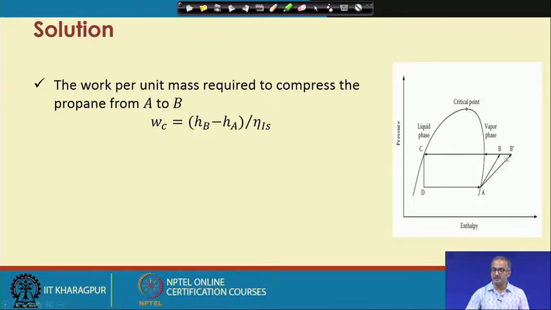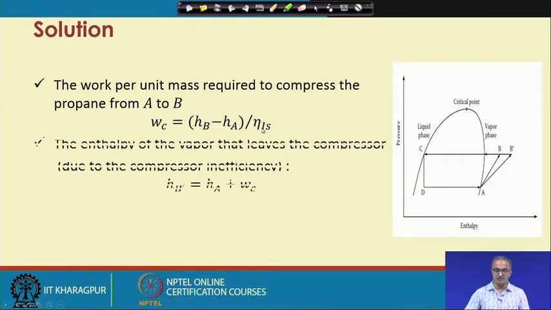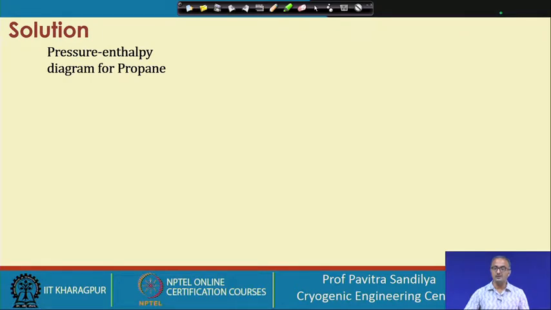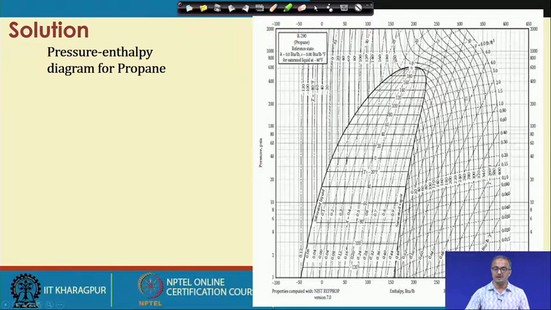This A to B prime has been taken in terms of A to B and divided by the isentropic efficiency of the compression, and this is the enthalpy of the vapor leaving the compressor, HB prime. HB prime equals HA plus this WC. Now, because we need all the values of the enthalpies, we need to refer to the pressure enthalpy data for propane, and here we have the diagram for the pressure enthalpy of propane.